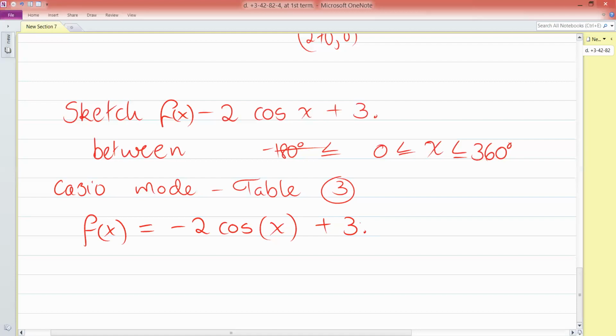To punch in the x, press alpha and the curved bracket, which will give you x. Close brackets straight after the x. If you don't do that, your answer is going to be wrong. Then after you've closed your brackets, it's plus 3. Press equals. You're going to get something that says g of x. Leave this blank and just press equals again.